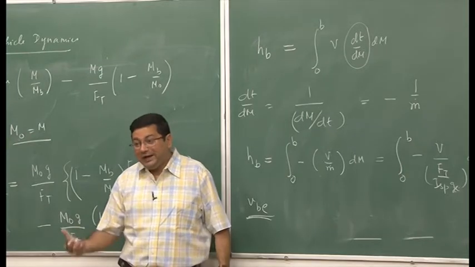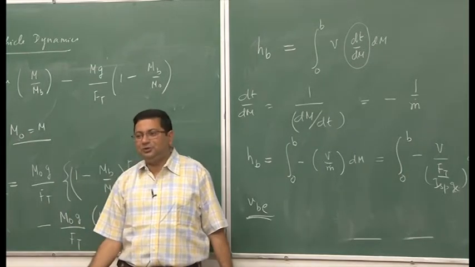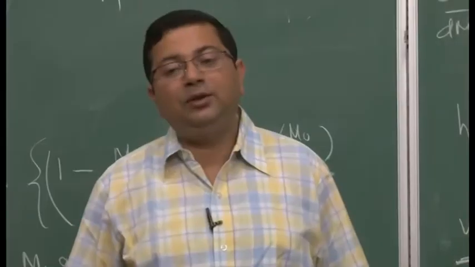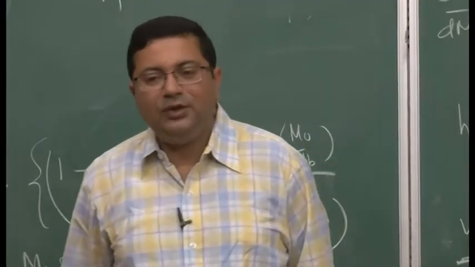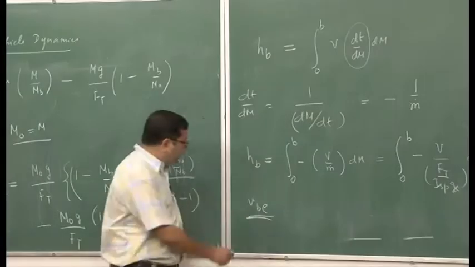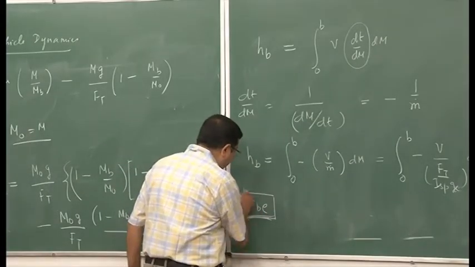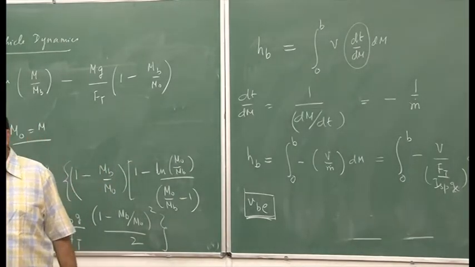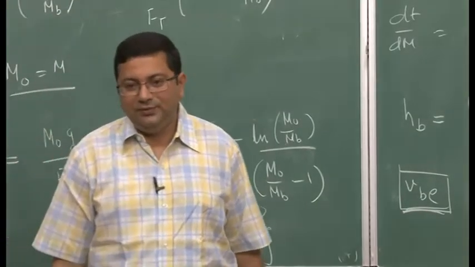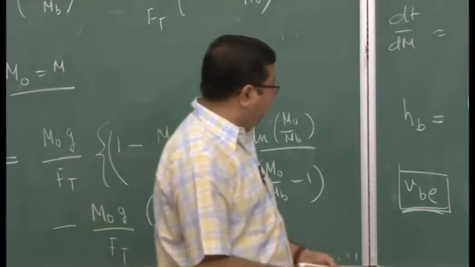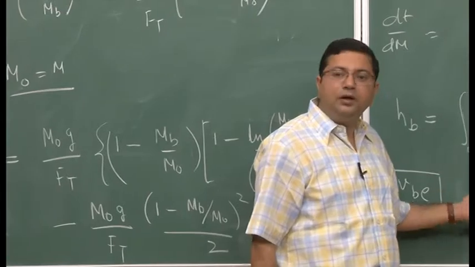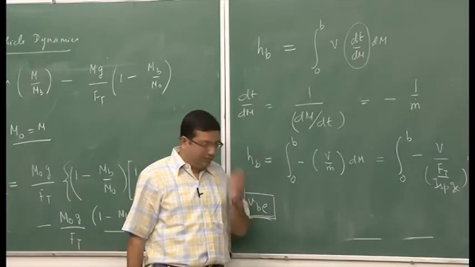So, this is the energy that has to be provided on the ground, so that it can attain the burnout height with the given burnout velocity. Okay. So, this therefore is a significant or important parameter. This is the energy that must be provided by the thrust. Okay. So, therefore, this becomes an important design parameter for completing a mission requirement.